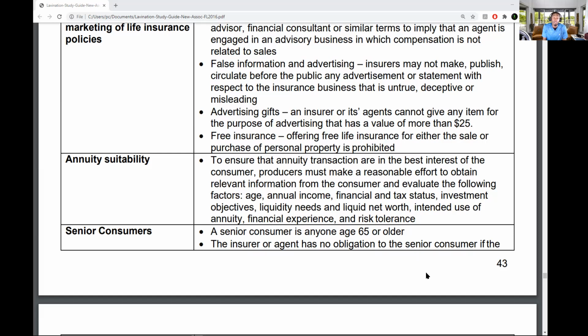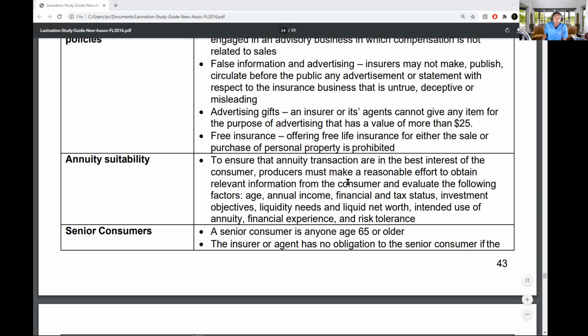All right. So now, to ensure that annuity transactions are in the best interest of the consumer, that's what we're talking about with suitability. Not everything is suitable for somebody. If you tell me to do this, why is it good for me? Why is it suitable? Why do you recommend this product? So make sure it's in the best interest of the consumer. Producers, which is us, the agents, must make a reasonable effort to obtain relevant information from the consumer and evaluate the following factors.